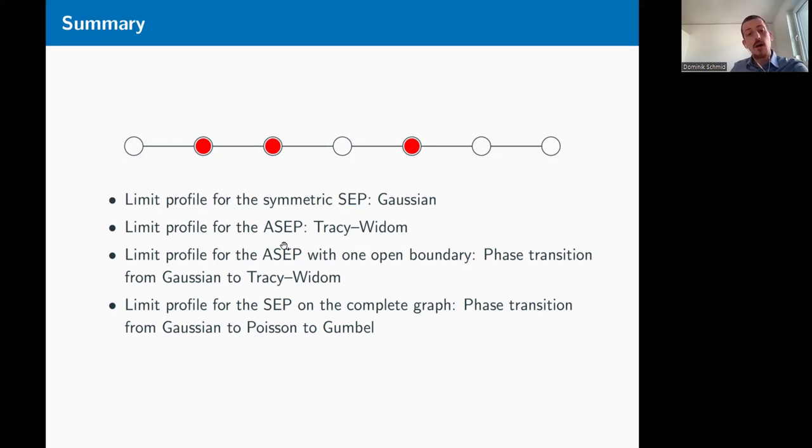Now, in the case of the asymmetric simple exclusion process, we also have a very good understanding in the one-dimensional case, and the reason is that we have a connection to integrable probability. So we have this very powerful set of tools for understanding the number of particles entering the segment, where the Tracy-Widom distribution from random matrix theory shows up. And it turns out that this gives us a different way to understand limit profiles for exclusion processes.